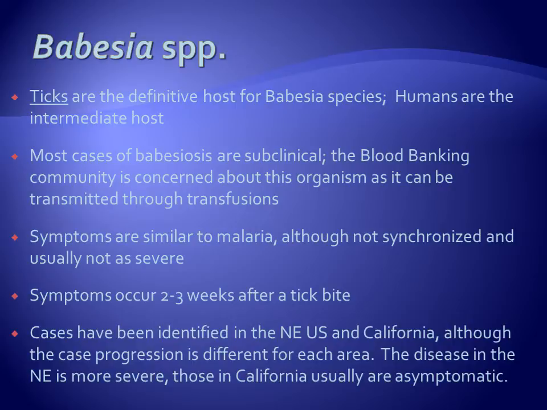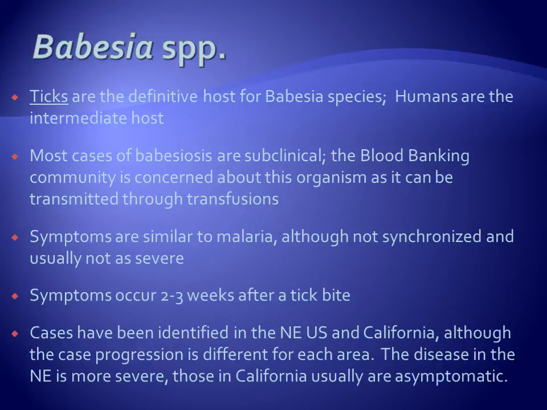Babesiosis is an illness that is transmitted by ticks. Ticks are the definitive host for the Babesia species. We are the intermediate host. Most cases of babesiosis, say that 3 times, babesiosis, are actually subclinical, which is a good thing in terms of illness, but it's a bad thing if you're in the blood bank community and you're concerned about the possibility of transmitting this illness from a subclinically infected donor into a recipient and giving them the illness.